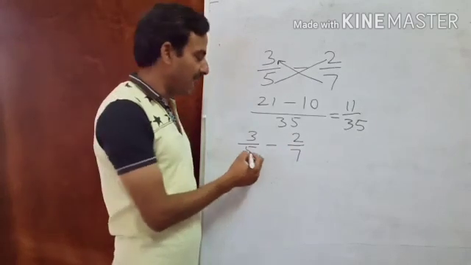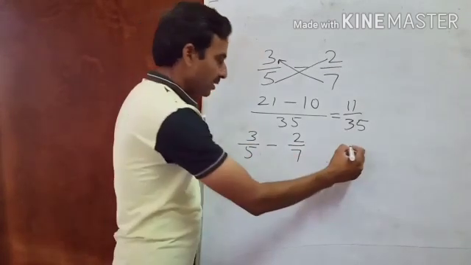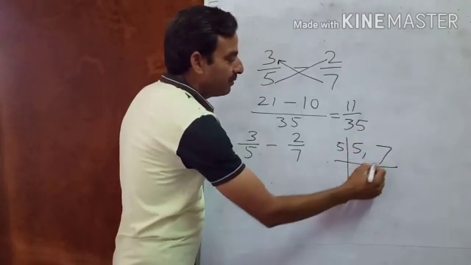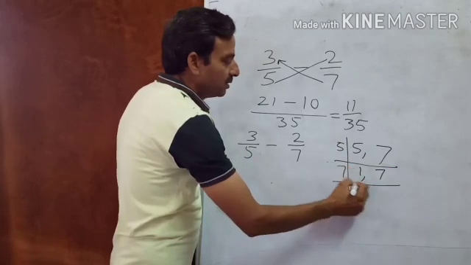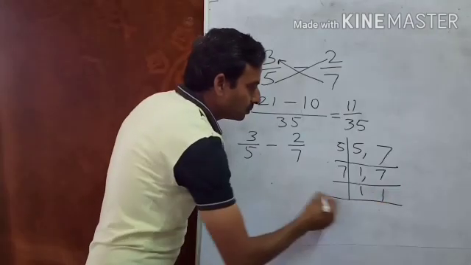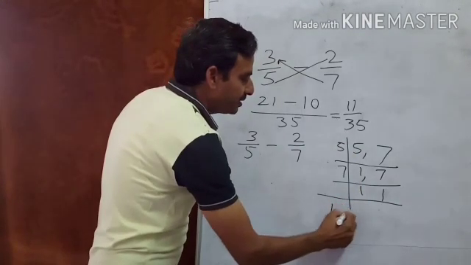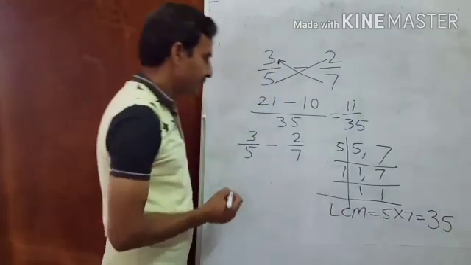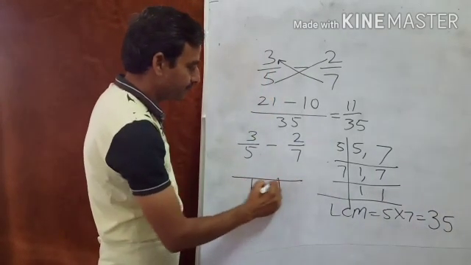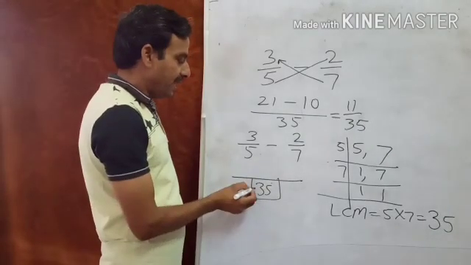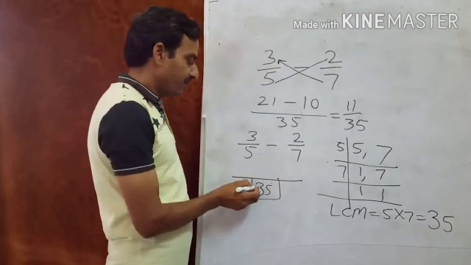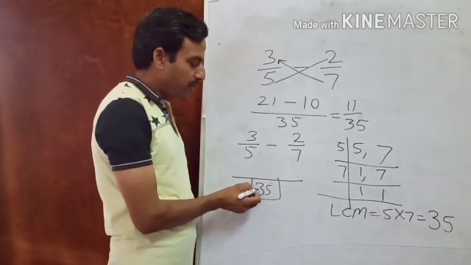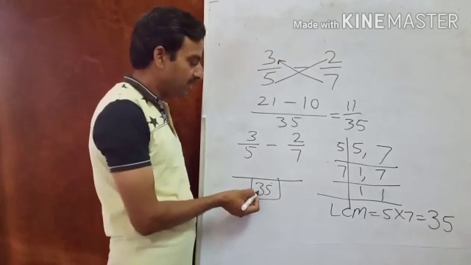First of all, we have to get the LCM of both denominators. Means 5 and 7. LCM: 5 1s are 5, 7 left. 1 7 is 7. LCM is 5 into 7 is equal to 35. So we write over here LCM 35. Then this LCM will be divided by the first denominator. 5 divided into 35, how many times will it go? 7 times. 5 7s are 35.